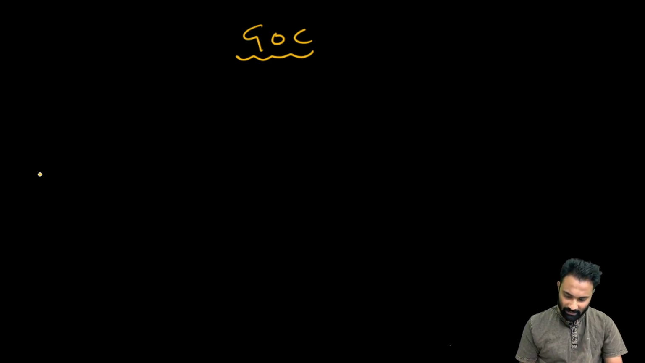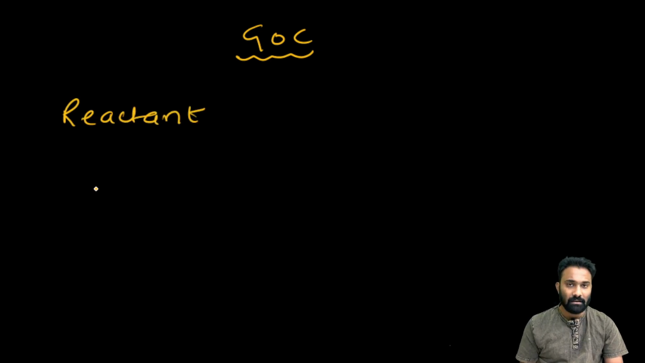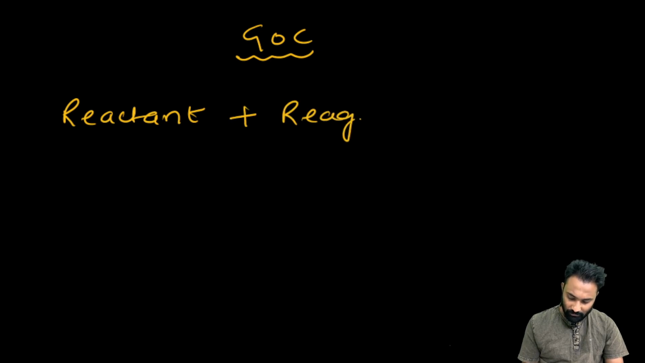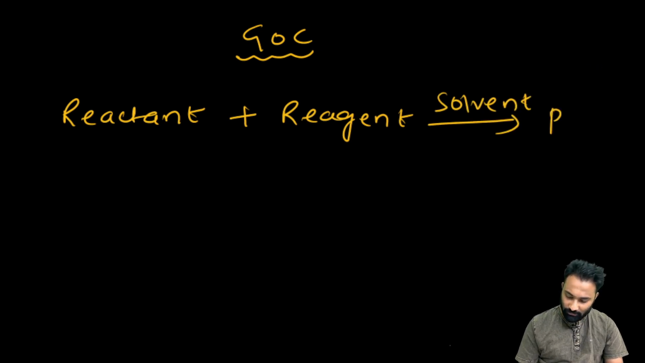First, for an organic reaction to happen, we take the reactant plus reagent. We have taken one reactant, and in the presence of solvent, what will it give? It will give you the product. In this manner organic reactions will happen.